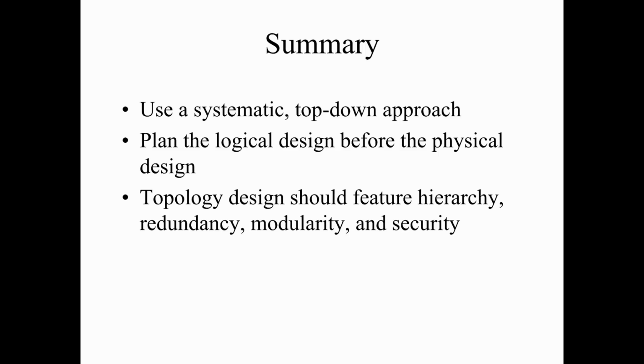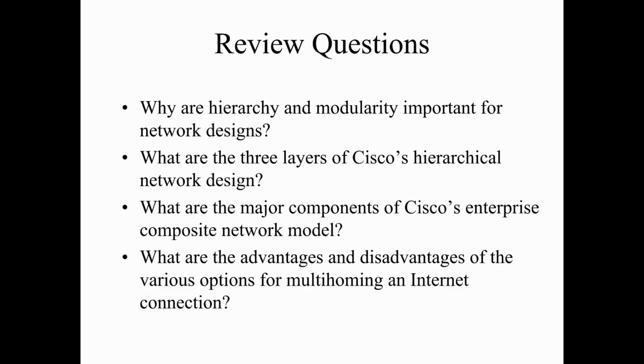I want to leave you with some review questions. Why are hierarchy and modularity important for network design? What are the 3 layers of the Cisco hierarchical network design? You should know that it never goes away. What are the major components of a Cisco enterprise composite network model? And last one, what are the advantages and disadvantages of the various options for multi-homing and internet connections? That's actually it for this chapter.